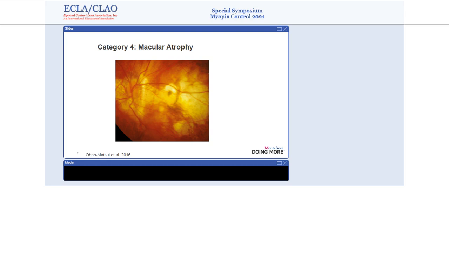And then you have category 4, which is macular atrophy. Here you have a well-defined round grayish-white atrophic area that usually is around a regressed fibrovascular membrane, and this can enlarge over time.